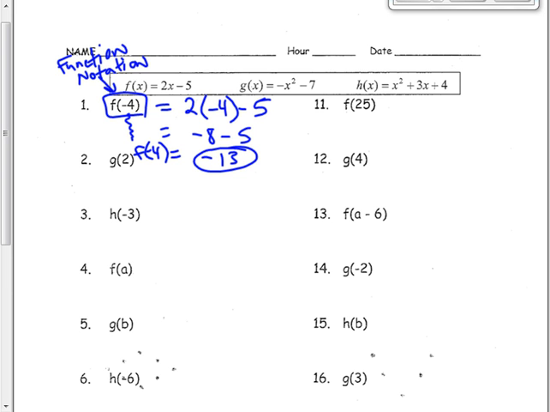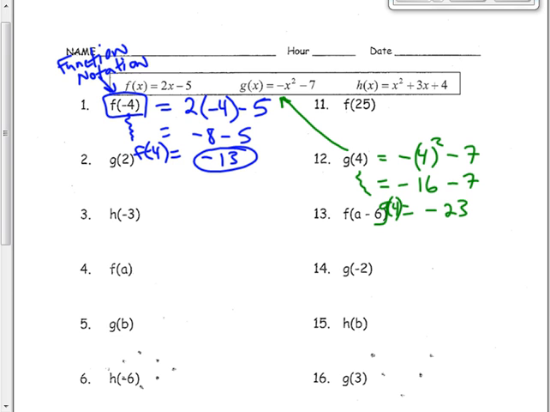In number 12, we have g of 4, so I'm using the g function where x is equal to 4. And so I've got -4 squared minus 7. The negative is out front still. 4 squared is 16. -16 minus 7 is -23. And again, this g of 4 carries down. I don't keep writing it because I don't want you at the end to divide by 4. g of 4 equals -23.